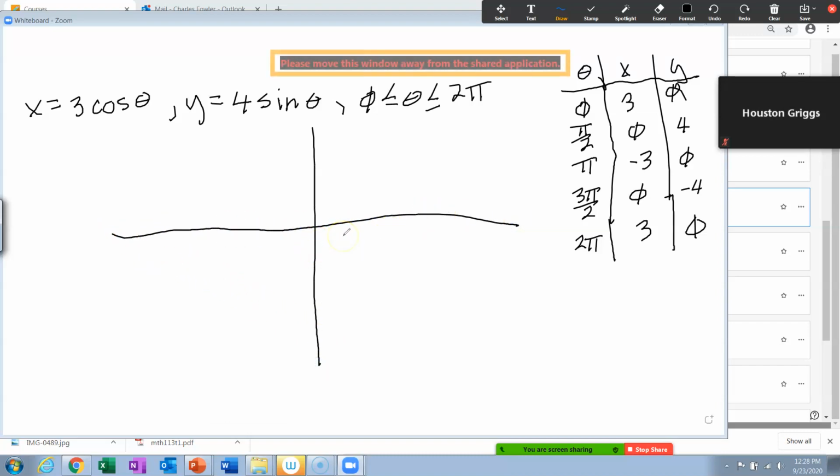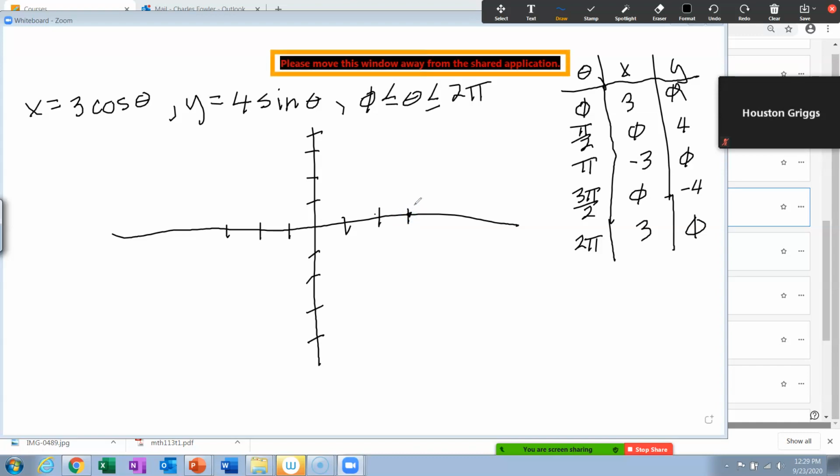Okay, and we're going to need the y's to go up to 4 and down to -4. So that would be 2 and -2, and 1 and 3, and -1 and -3. And the x's are only going 1, 2, 3, and -1, -2, -3. So the first place, x is 3, y is 0. That's right here. That's when theta is equal to 0.